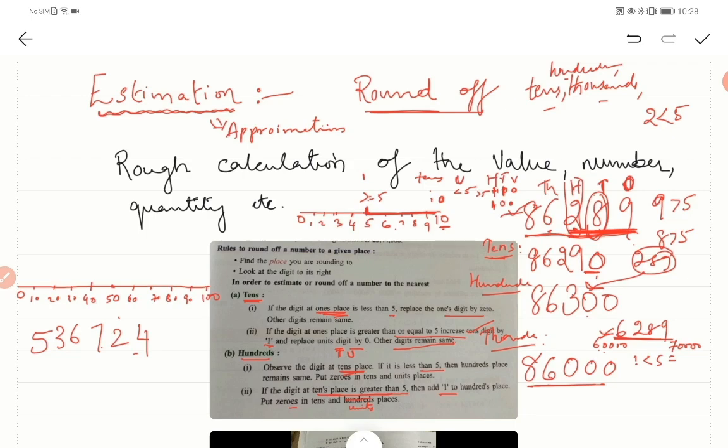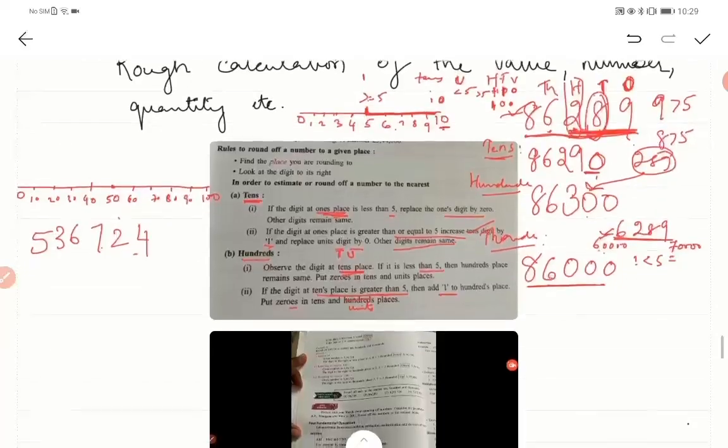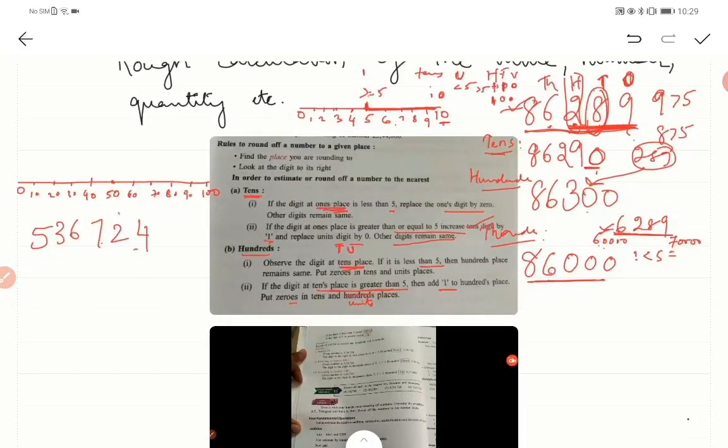Okay, let us take one more example, students, so that you get clarity on what we did in the last class. Let me take this number, 5366724. First I want to round off this number to its nearest ten, at the tens place.